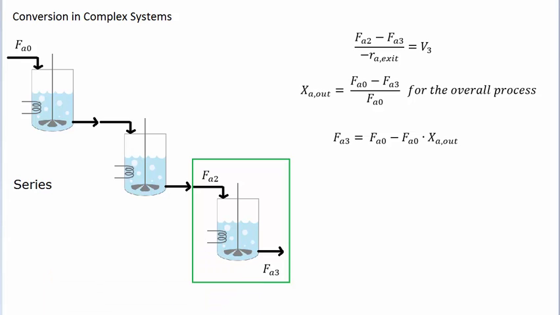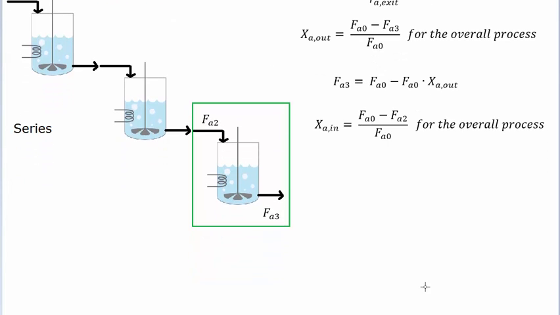And at this point, we could then say, for the conversion going into the reactor, that's simply going to be the conversion up to that point. So it's going to be the same relationship except for FA2, because it's going into the reactor, and this is conversion going out of the reactor. And again, we're going to use the conversion definition to relate the two of them together.